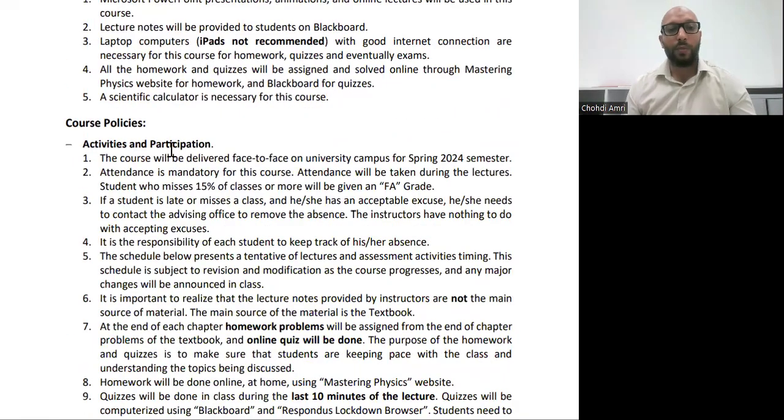Let's talk a little bit about the course policy of this General Physics 2. As you know, the course will be delivered face-to-face on the university campus for the spring 2024 semester. Attendance is mandatory for this course. If a student, for example, misses 15% or more of the classes, he will fail this course and get a fail for absence rate. In case you miss any class of this course and you have an acceptable excuse, you have to contact the advising unit so that they can remove your absence.